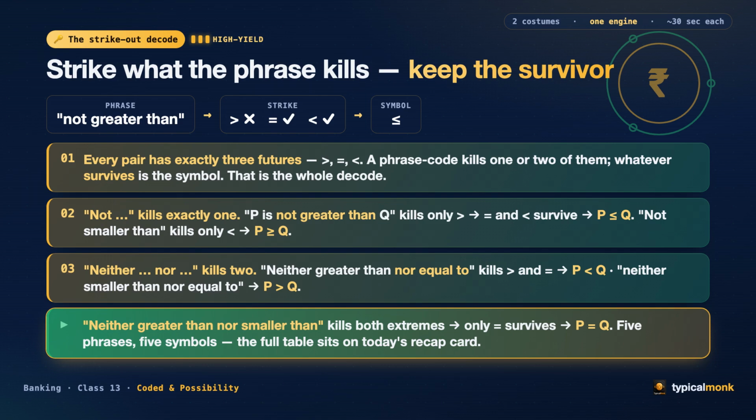And 4. Neither greater than nor smaller than. Both extremes die. Only equal survives. P equal to Q. 5 phrases, 5 symbols. The full table is waiting for you on today's recap card.